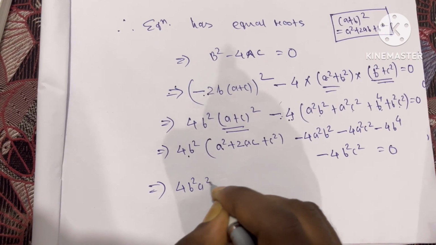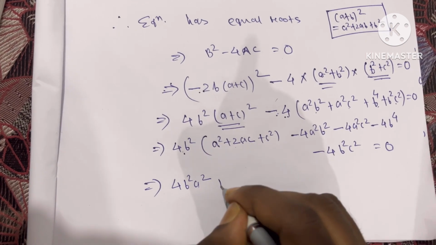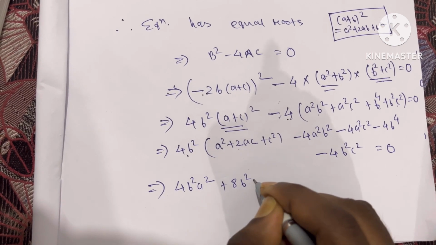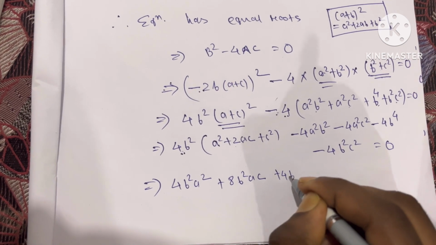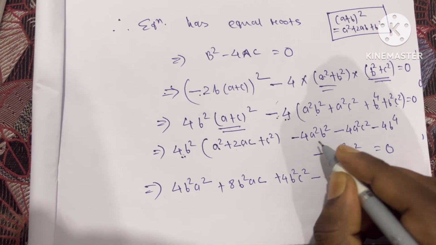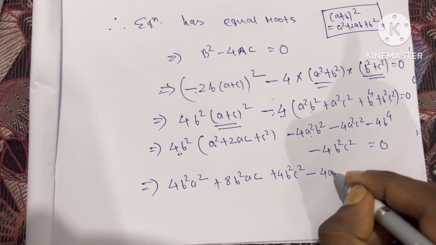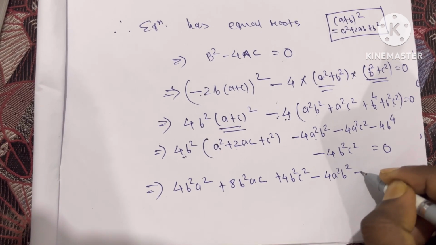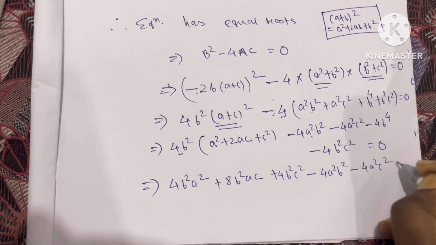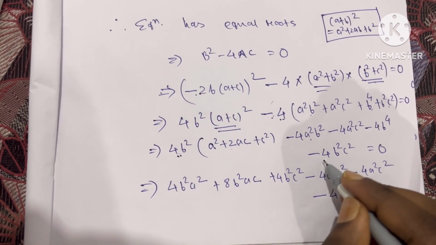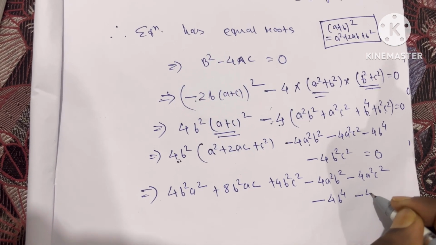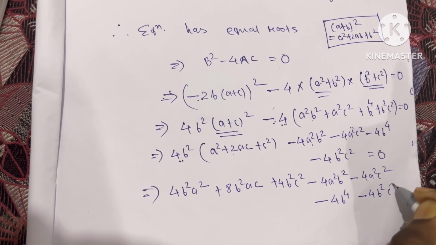In the same way, if you multiply this by 4b square, what answer will come? 4b square a square. Yes or no? Then 4 into 2 what? 8b square ac. Yes or no? Then 4b square into c square means 4b square c square. Then minus this is what? 4a square b square, same like question number 1. Then 4a square c square. Then minus 4b power 4. Yes or no? Then minus 4b square c square equal to what?